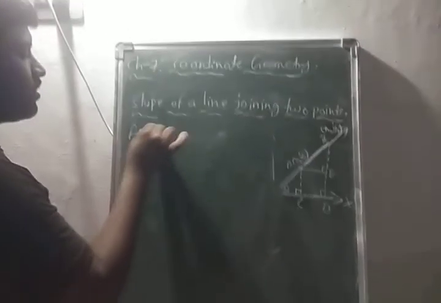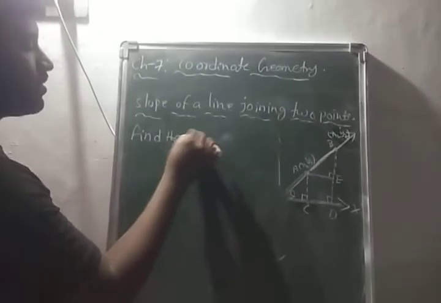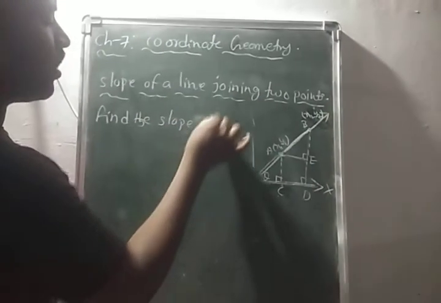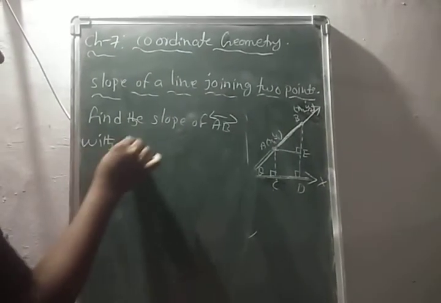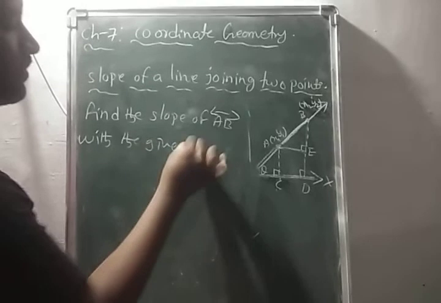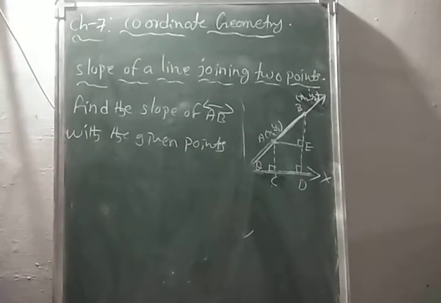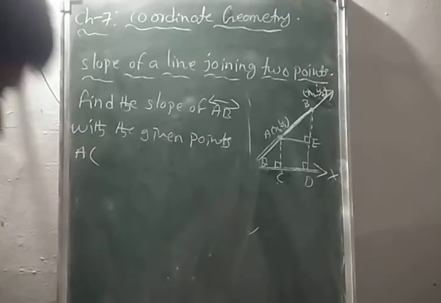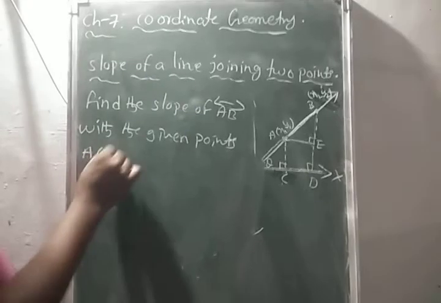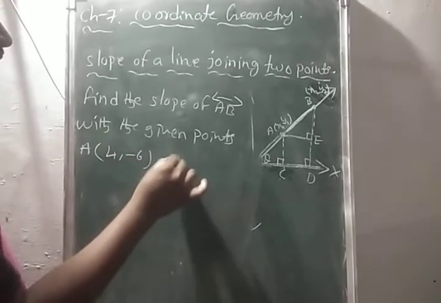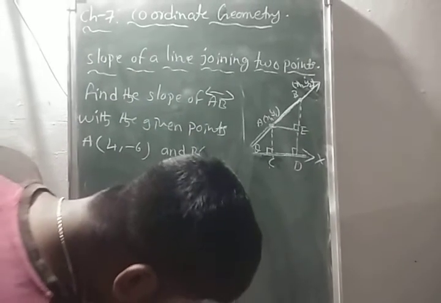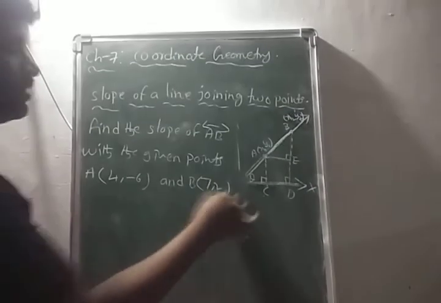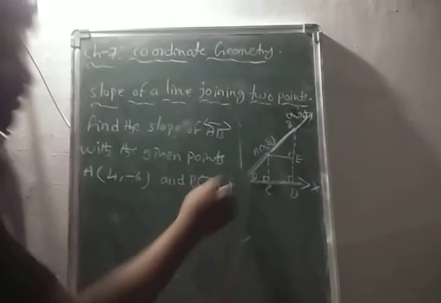Find the slope of AB with the given points. A is given 4, -6 and the point B is given 7, 2. Okay, so how to find the slope?